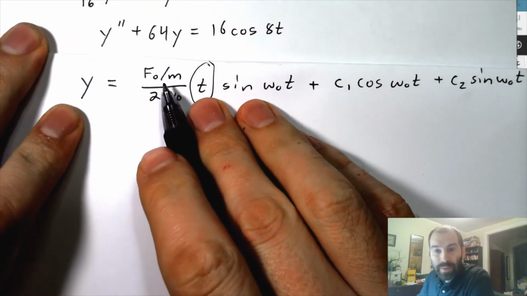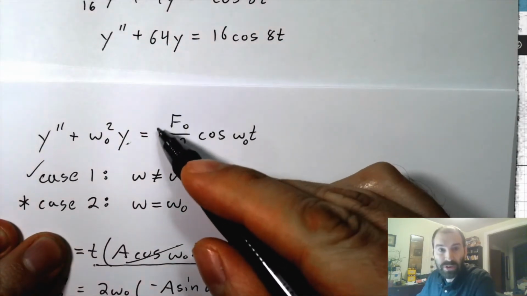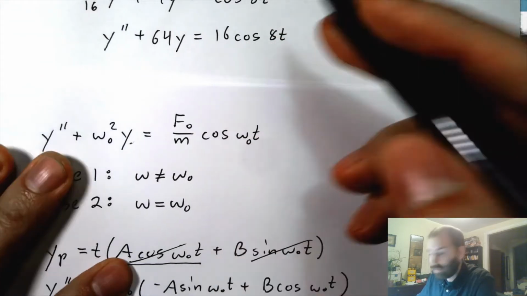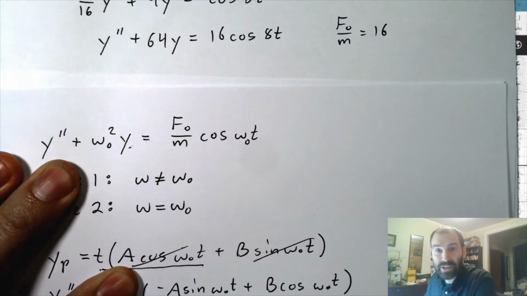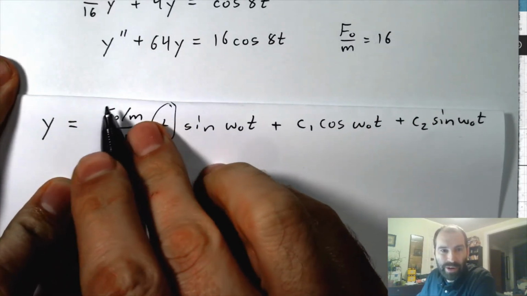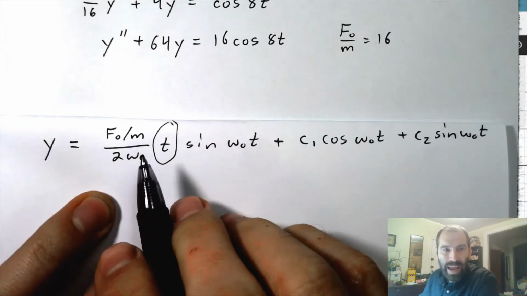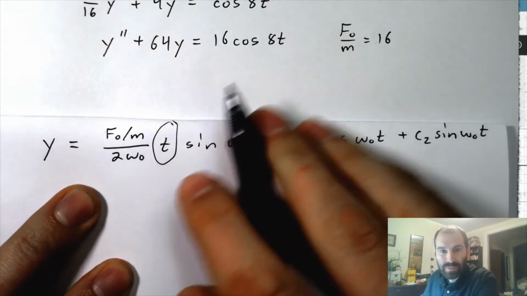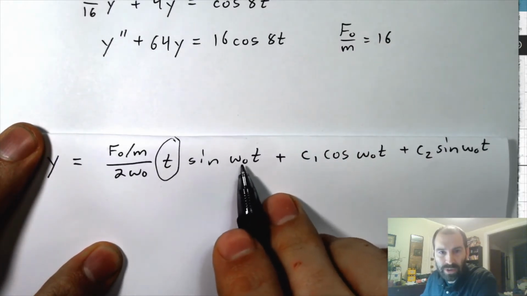All right. Now, what is f naught over m? Well, f naught over m is exactly what's in front of the cosine function, so that's 16. Let me just make note of that: f naught over m is equal to 16 here. And that's why I pulled that part up in the numerator before. So what we're going to have for our solution when we go through this. Oh, wait, we have to figure out what omega naught is.